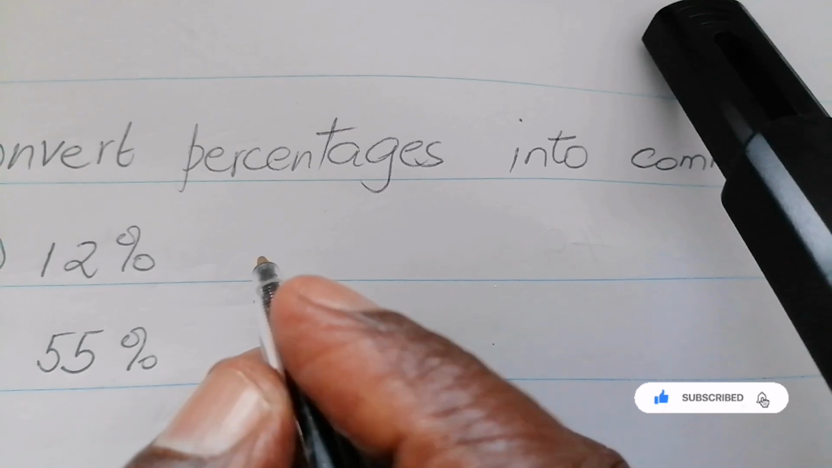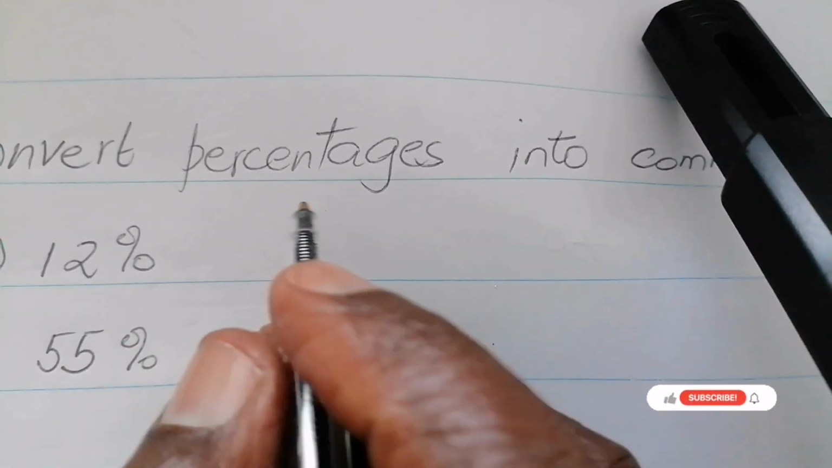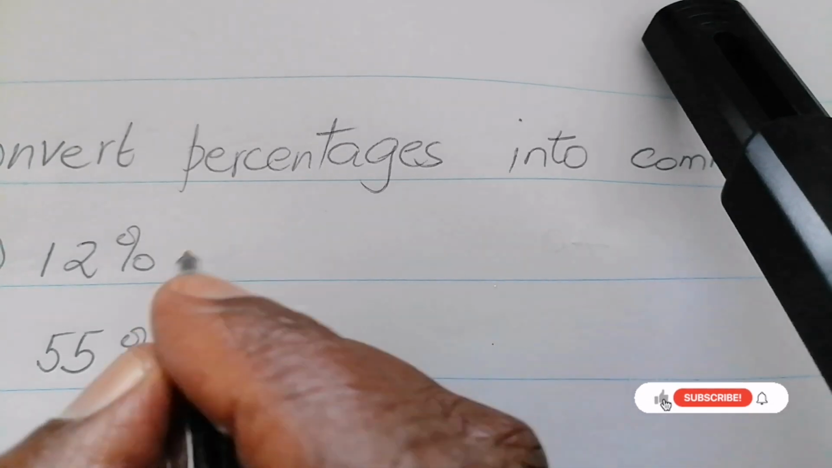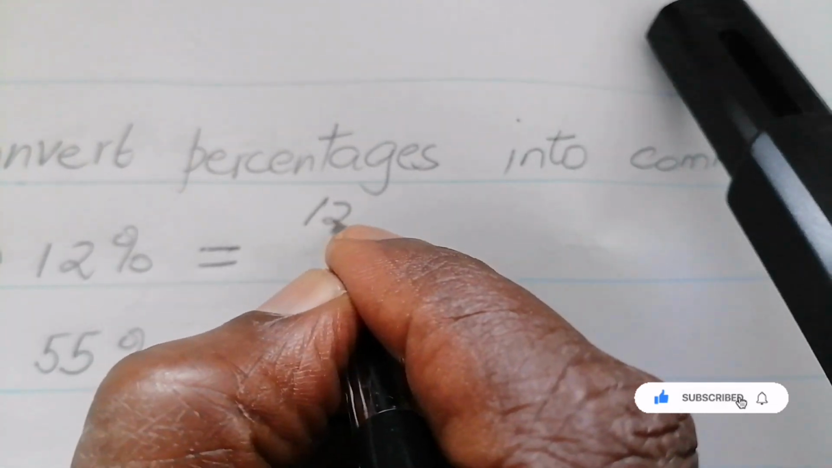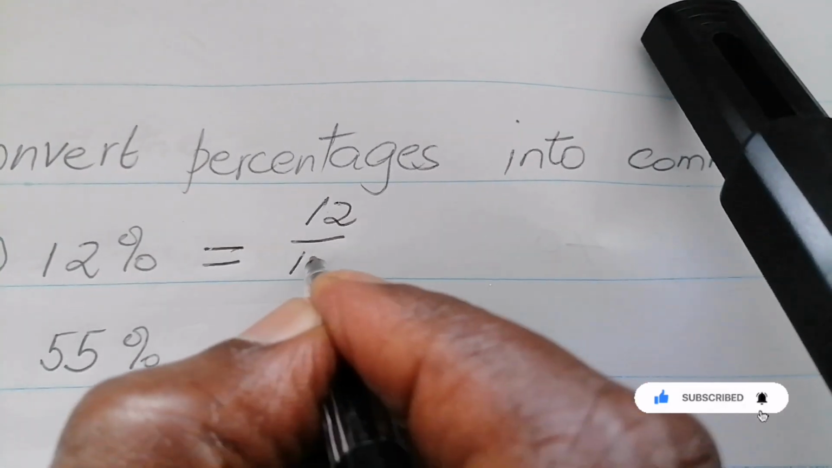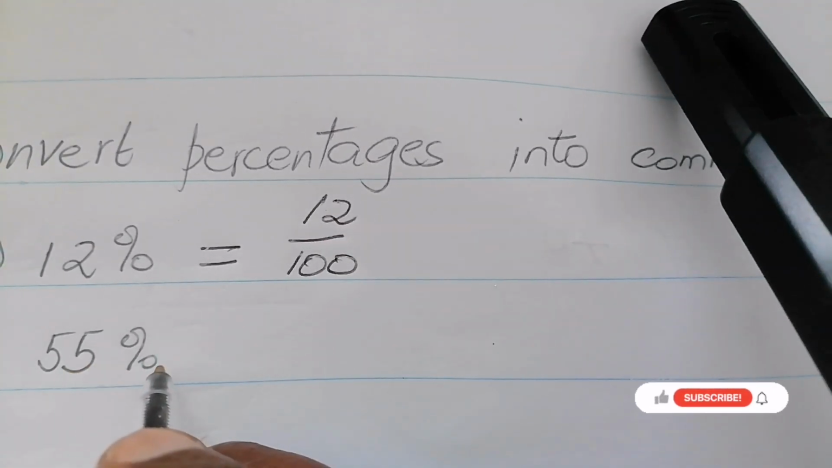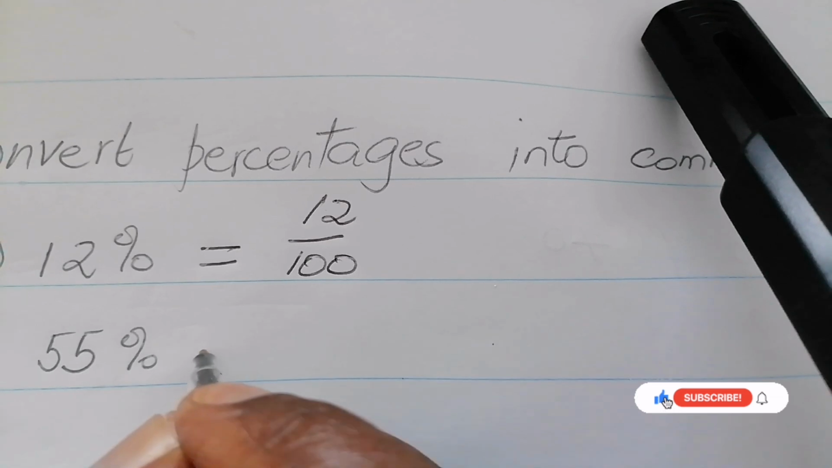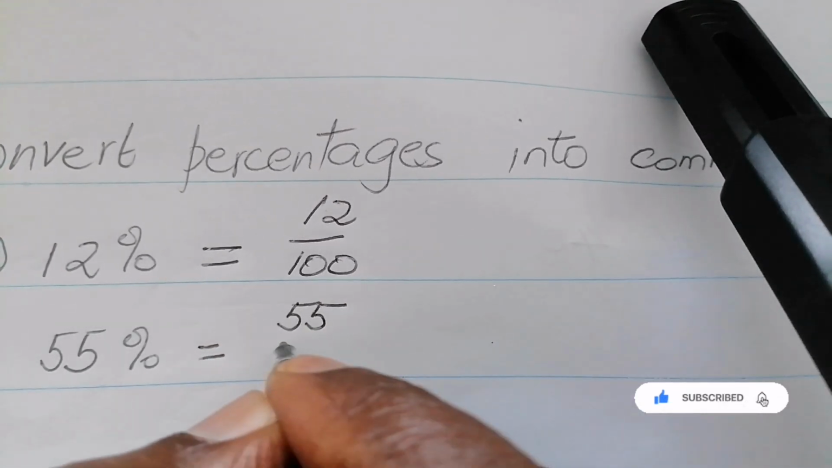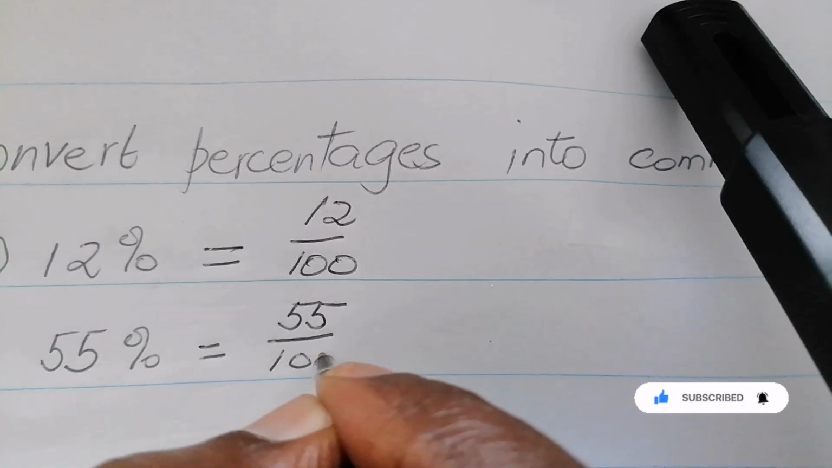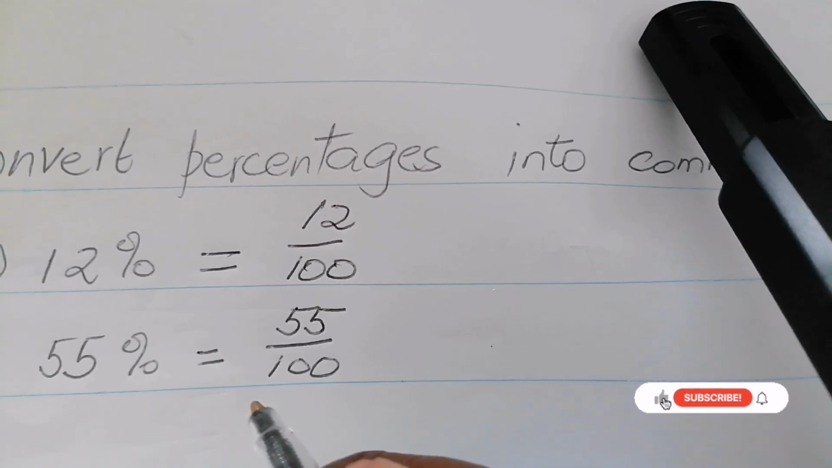Therefore, when we change the 12% to a fraction, it is going to be like this, equal to 12 over 100. And when you change this 55% into a fraction, it is going to be 55 over 100. We are done with that one.